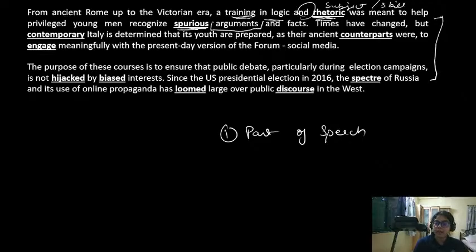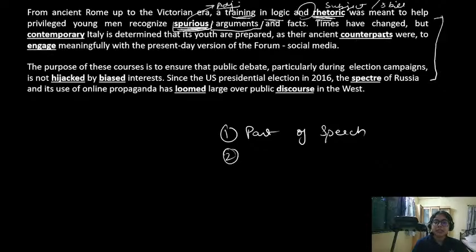Argument is your noun. Spurious therefore is your adjective. Okay, so I need to look for an adjective. Spurious has to be an adjective. I need to look for a word or words that are describing.